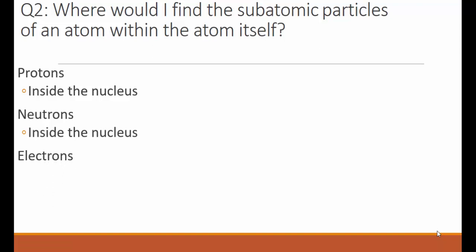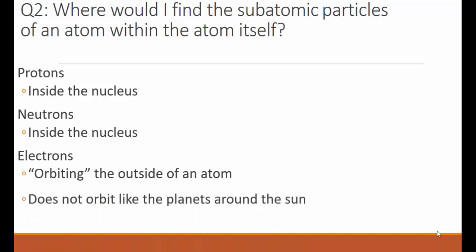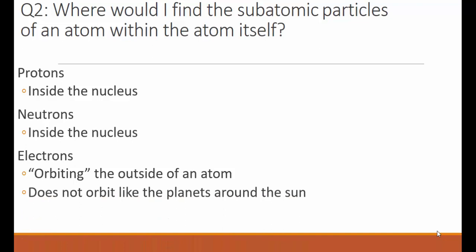What about the electrons? Those aren't going to be inside the nucleus. Those are going to be the outside of the atom. And we say they orbit the outside of an atom. And when we say orbiting, we don't mean like the planets do around the sun. They're on the outside of the atom. And this right here is the mathematical formula for how electrons orbit around the atom and how much energy they actually carry. You don't need to know the formula for this test. We'll do that later on this year.